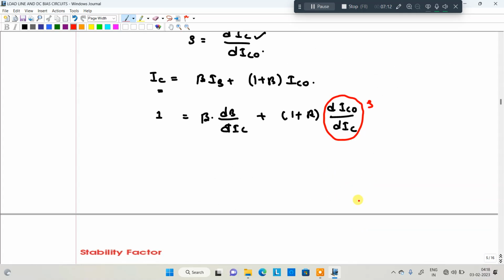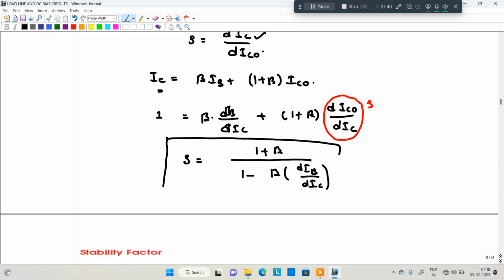So finally, S is equal to (1 plus beta) divided by (1 minus beta divided by IB divided by DIC). This is the formula for stability factor.